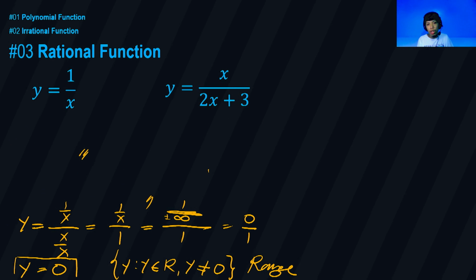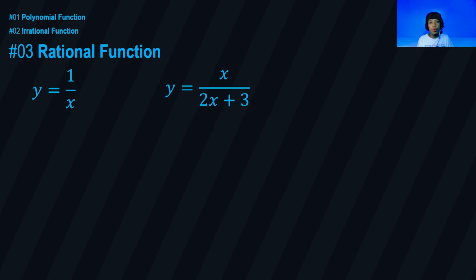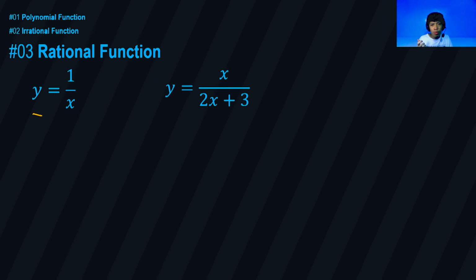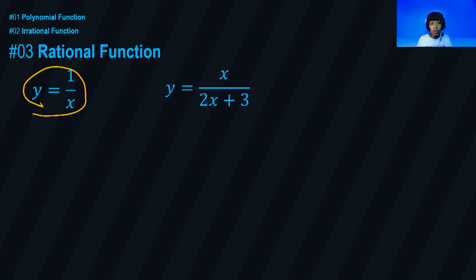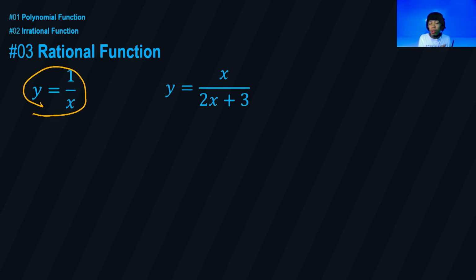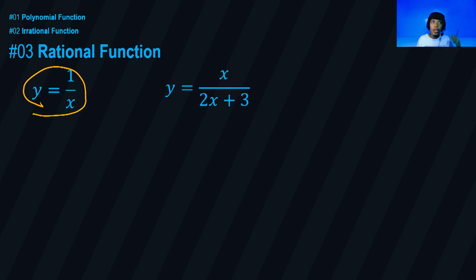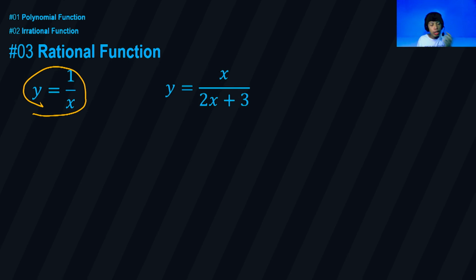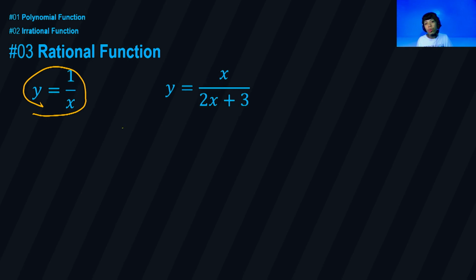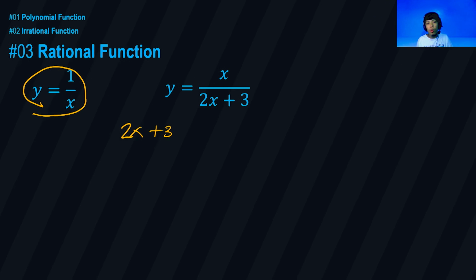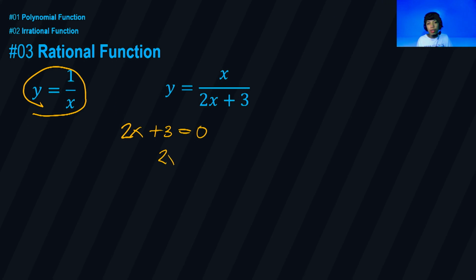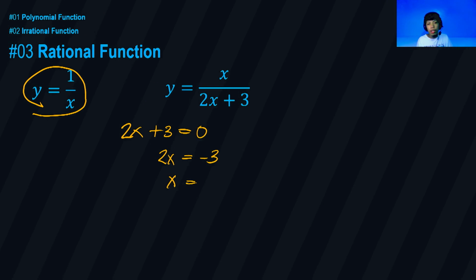How about the second one? Let us try to solve. Okay, suppose we have this one. Same lang, di ba? Same with what we have done here. We equate the denominator to 0 because we are trying to avoid the denominator to be equal to 0. So, hanapin natin ano ba yung value ng x wherein the value of the denominator will be equal to 0. So, you have to equate it to 0. So, this is 2x plus 3 equal to 0. So, this is 2x equals negative 3. Your x, therefore, is equal to negative 3 halves.